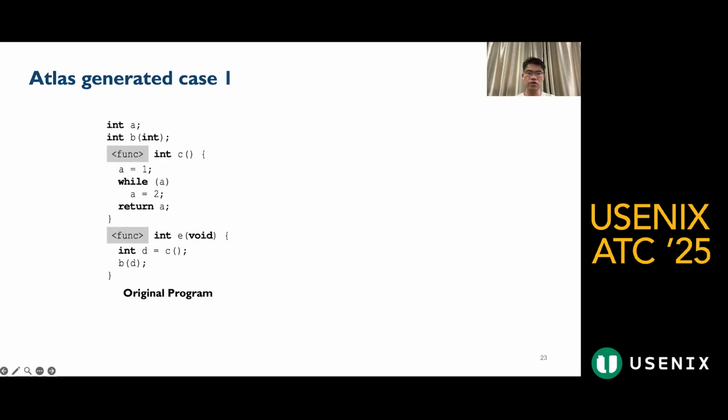This is an example of inserting function attributes. After obtaining the location information for functions in the program, Atlas marks all positions where function attributes can be inserted.